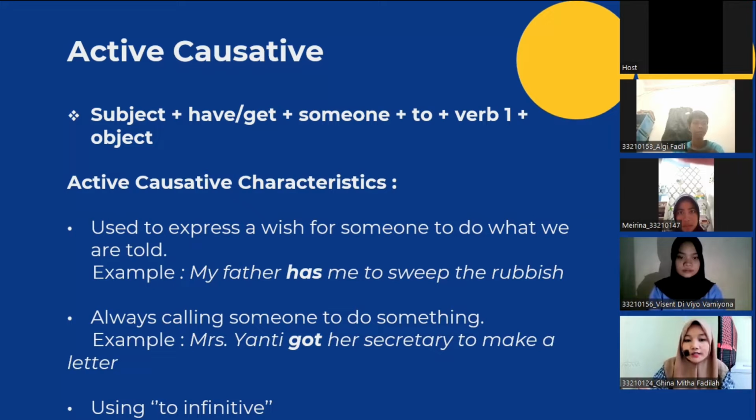Second, always calling someone to do something. Example, Mrs. Yanti got her secretary to make a letter. In this sentence, the secretary is someone who is called by Mrs. Yanti to write a letter. And the last is using to infinitive. Example, Jenny got Penny to boil the water. In the example sentence, the word to boil is a to infinitive.